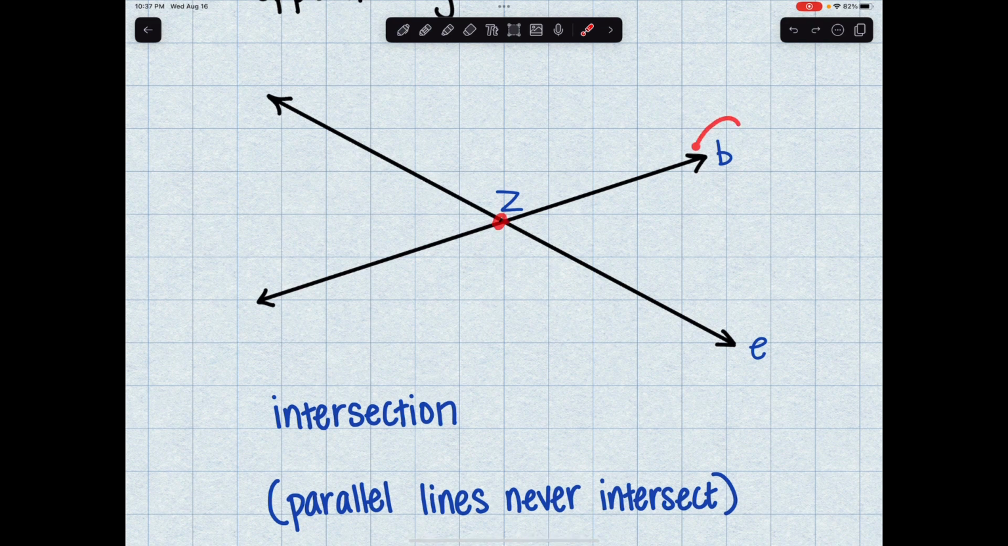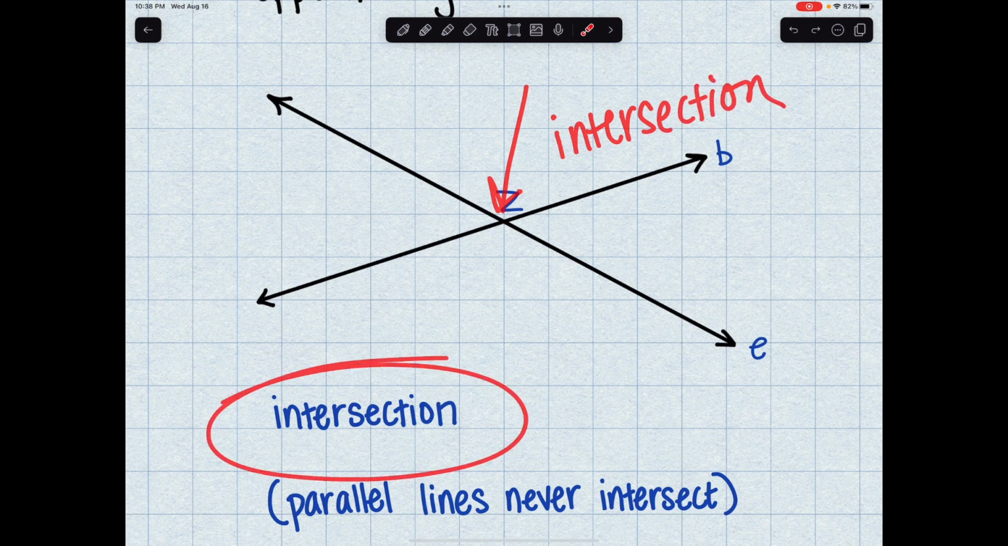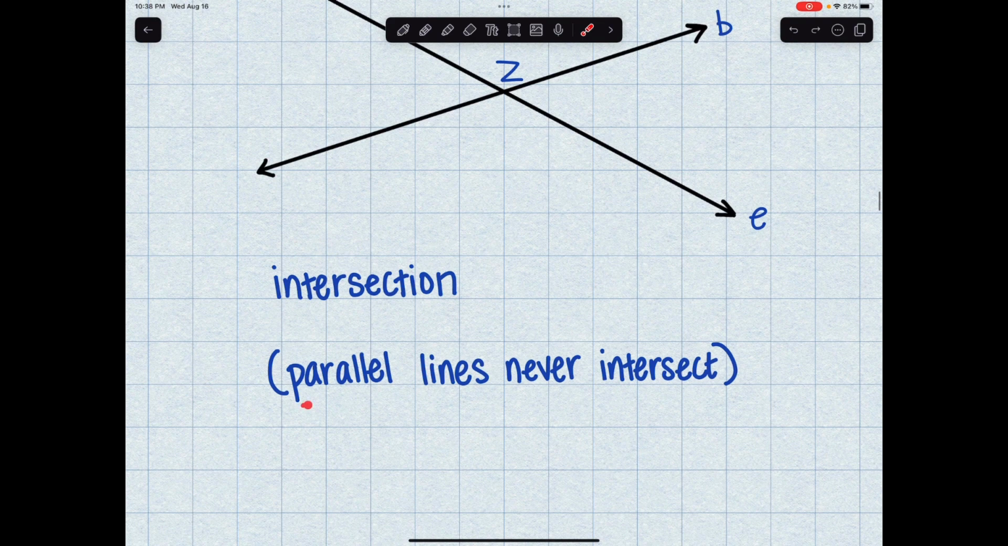Point Z is on line B, point Z is also on line E. That means they have a point in common. This is the intersection between those two lines. Intersection. Now, if you have parallel lines, by definition, they never cross each other.